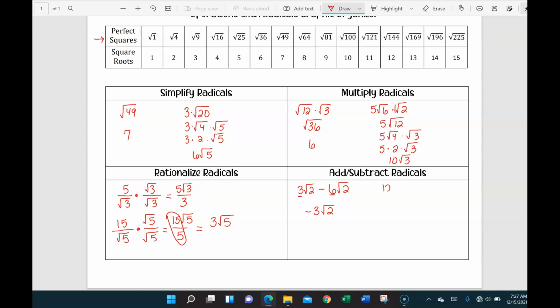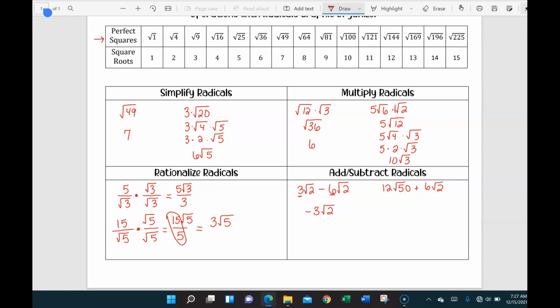Now, if I give you this problem, 12 times the square root of 50 plus 6 square root 2. You do not have like radicals. However, when you look at the square root of 50, you can pull out a perfect square. And so if you have a radical that can be simplified, you need to simplify first to see if you would end up with like radicals in the end.